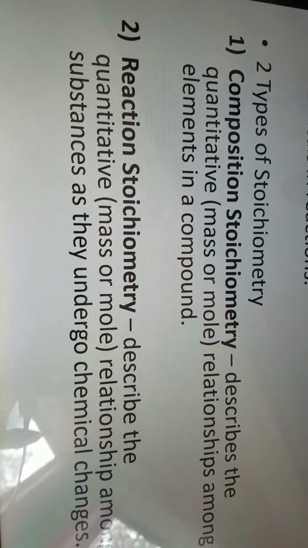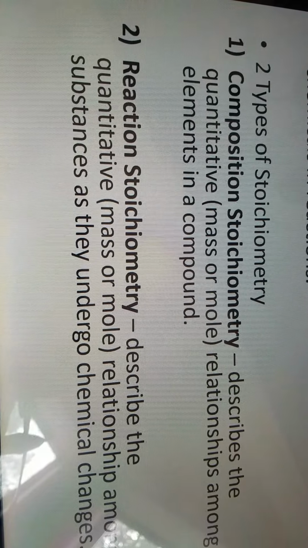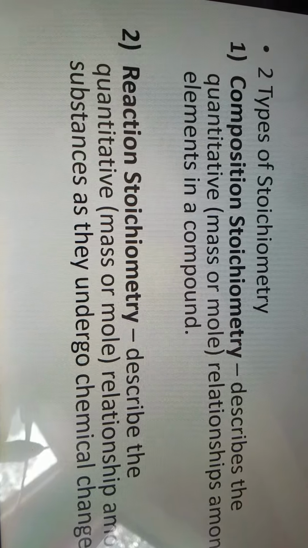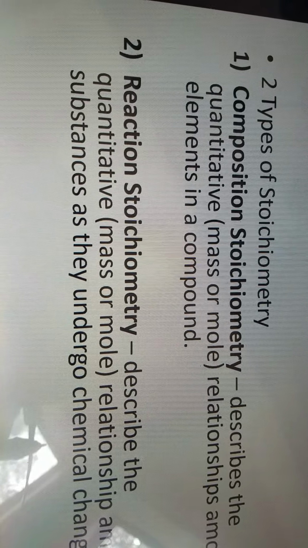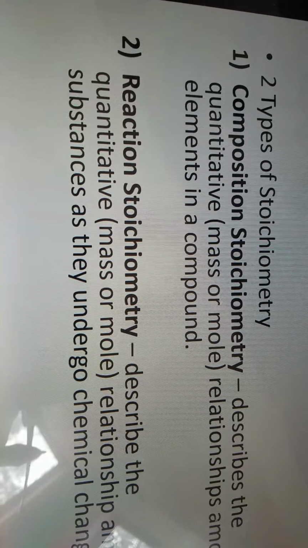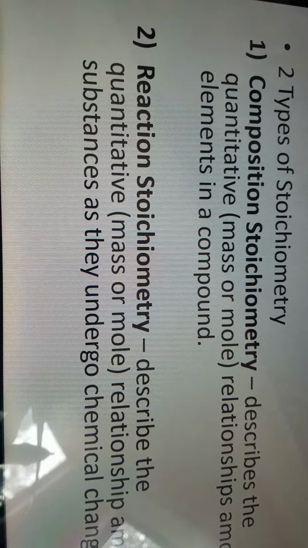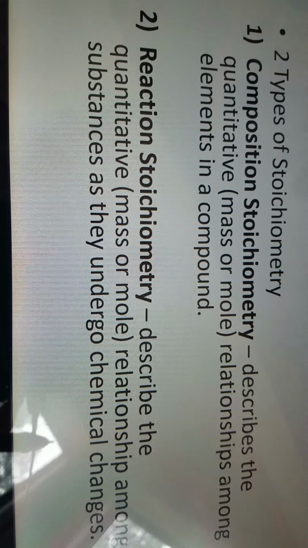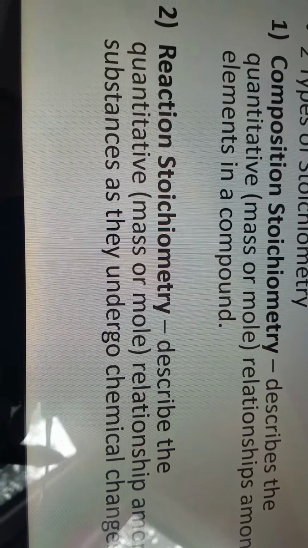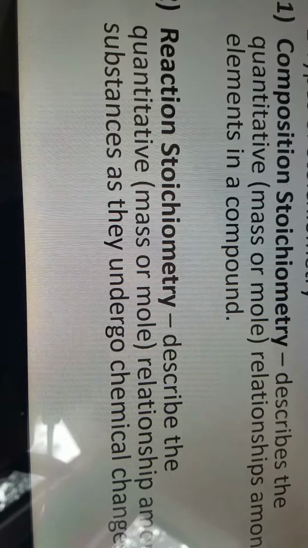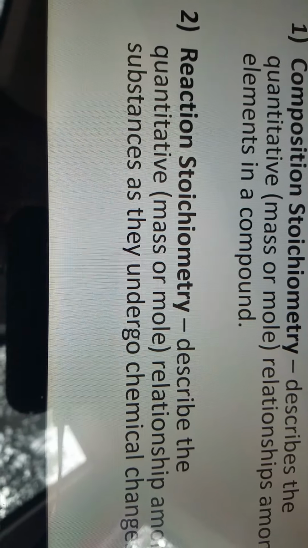Composition stoichiometry deals with looking at relationships among elements and compounds. So when you're writing formulas, we're doing empirical formulas, we'll be doing percent composition, those kinds of things. And then for reaction stoichiometry, you're going to have to be able to write a balanced equation, use that information to determine quantities of substances as they undergo chemical changes.